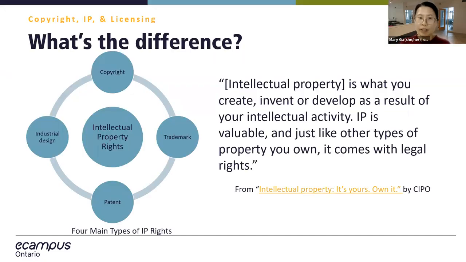So I've already thrown out these three terms: copyright, IP, and licensing. Let's take a moment to clarify those. Everything that we're talking about today falls under the umbrella of intellectual property rights, or IP rights. There are four main types of IP rights that you are probably familiar with: copyright, trademarks, patents, and industrial design. All of this falls under the broader umbrella of IP rights. And there are many other types as well, I'm just highlighting these four.